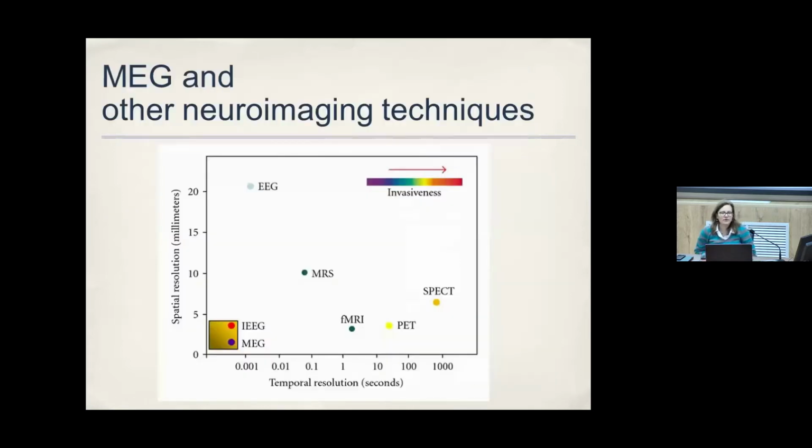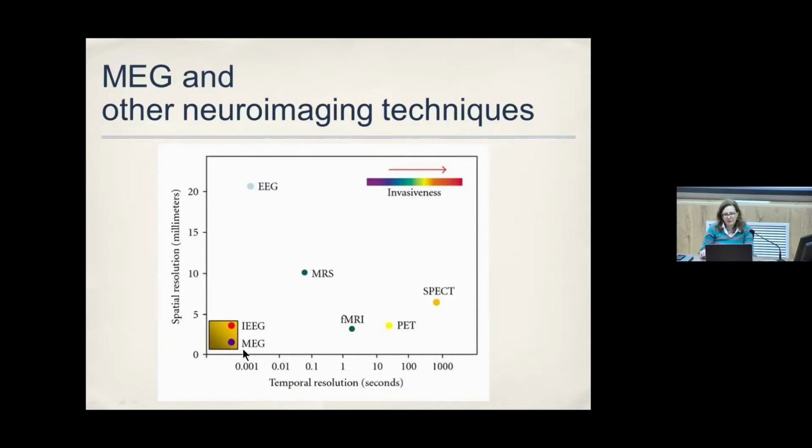Okay, and now let's talk about where MEG stands among the other neuroimaging techniques. Here we have a slide which is kind of three-dimensional. One dimension is temporal resolution. Another dimension is spatial resolution on the X and Y axes. And we also have the dimension of invasiveness, which is reflected in the color of the dots representing different techniques.